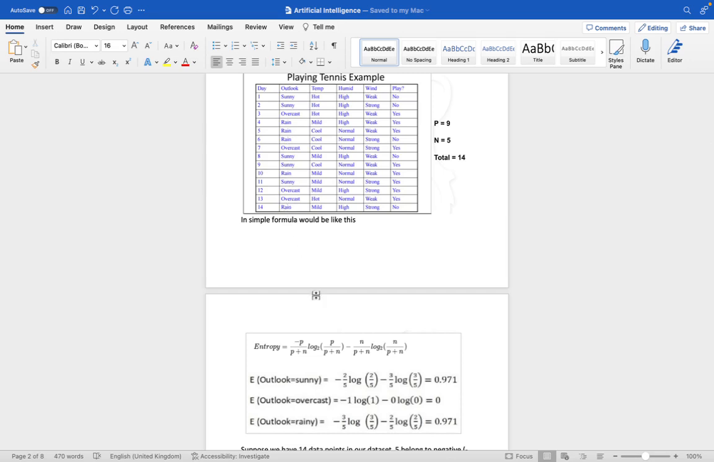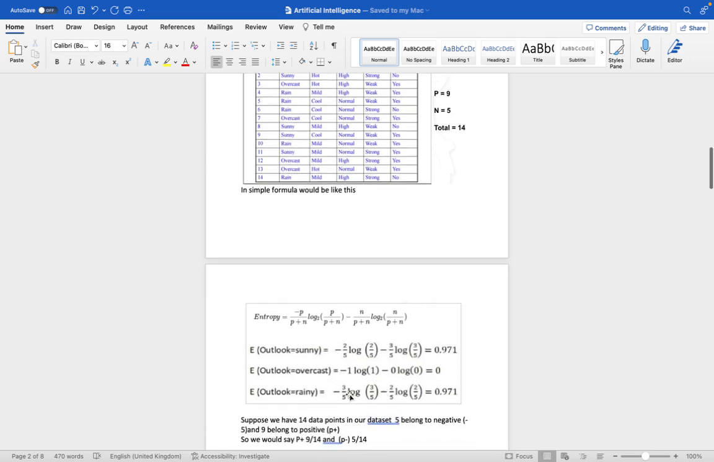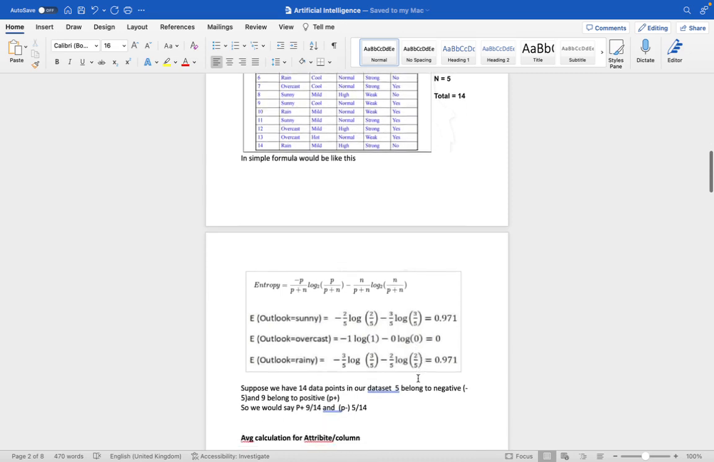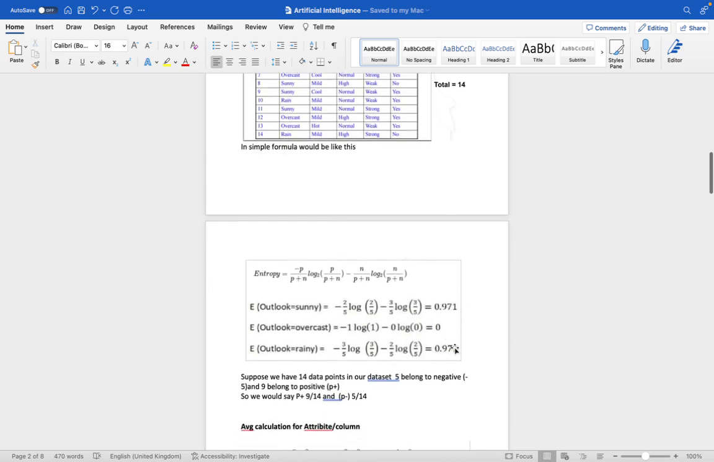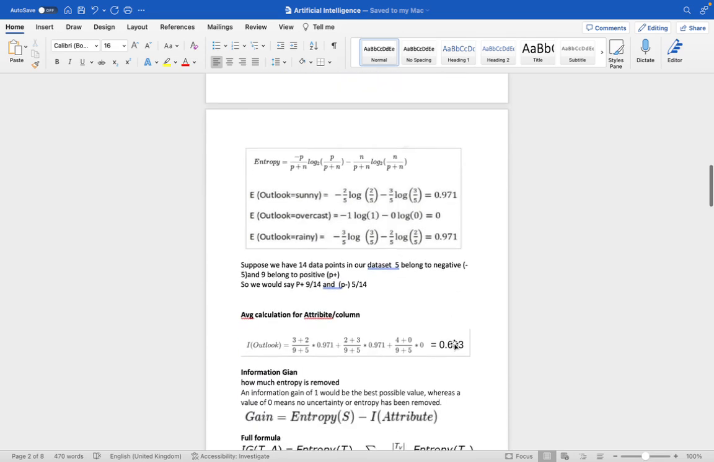We have 5 rainy, and how many are positive? The first one, the second one, and the third one. So we have 3 positive values for the rainy case. The total is 5, then the log of the positive total divided by the total occurrence of rainy, and then the log minus, the same as the above formula, so it becomes 0.971.